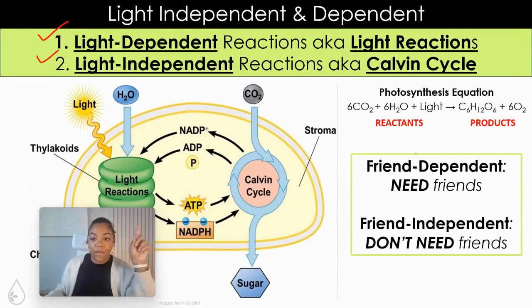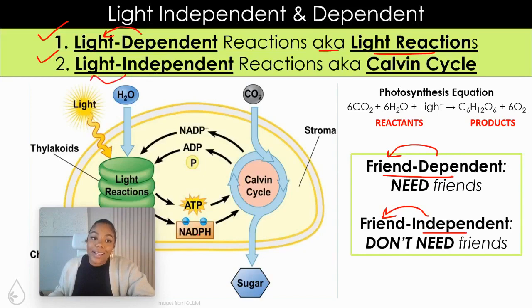Now, based on the name, if we say something is dependent, think of like friend dependent. That means you are dependent or need friends. And if you're friend independent, that means you feel like you don't really need friends. Well, if the first stage of photosynthesis says it is light dependent, that means it is dependent upon light. And we also call this stage light reactions because it needs light and it also uses light here. The second stage is light independent because it doesn't need light in this stage. And we also call this stage the Calvin cycle, and this is because the person who discovered it incorporated their name, Calvin.